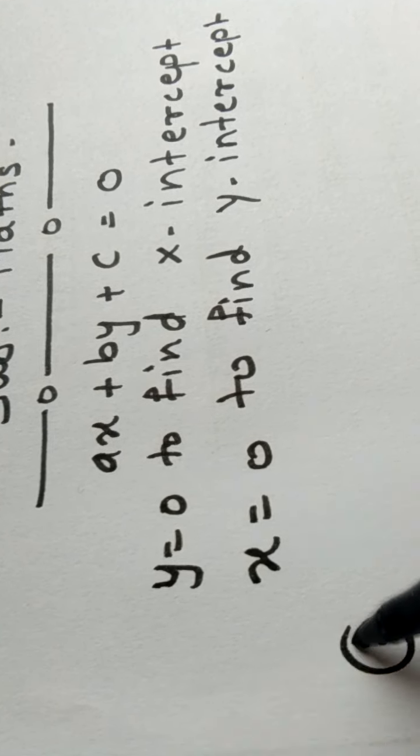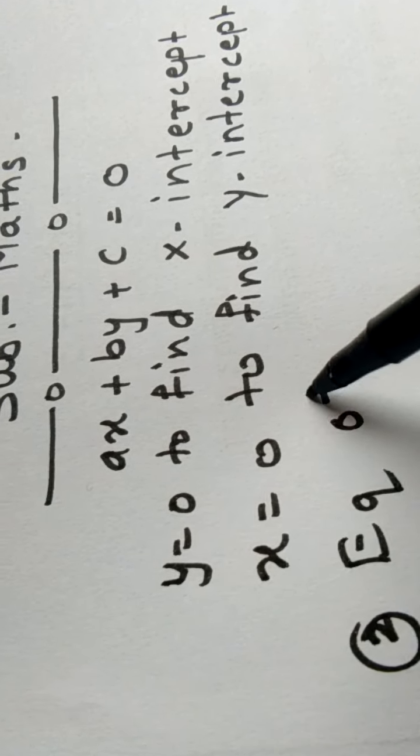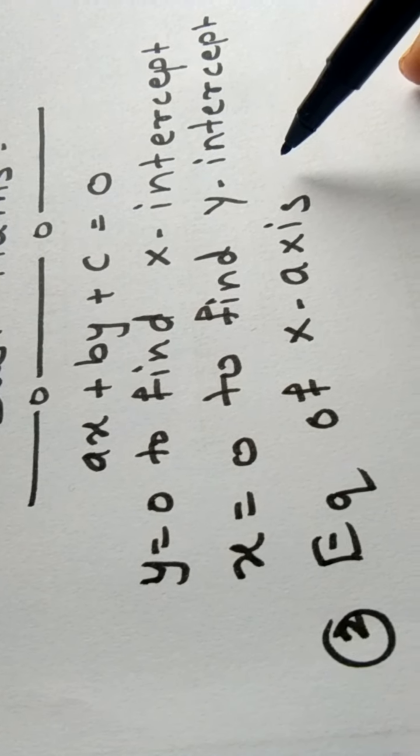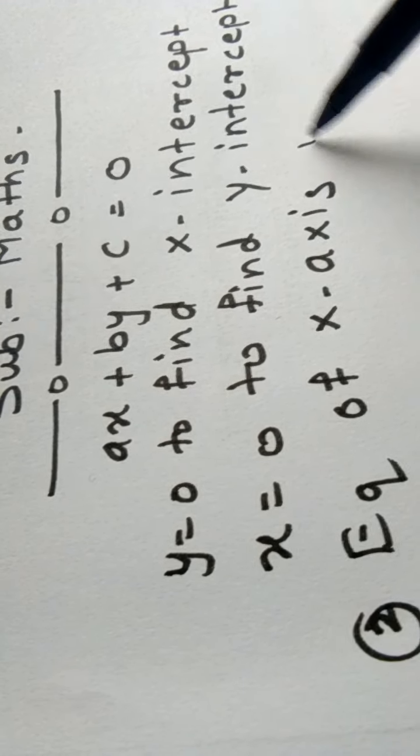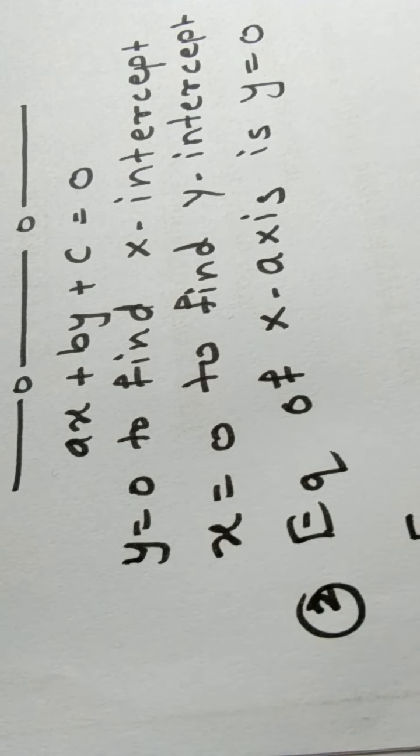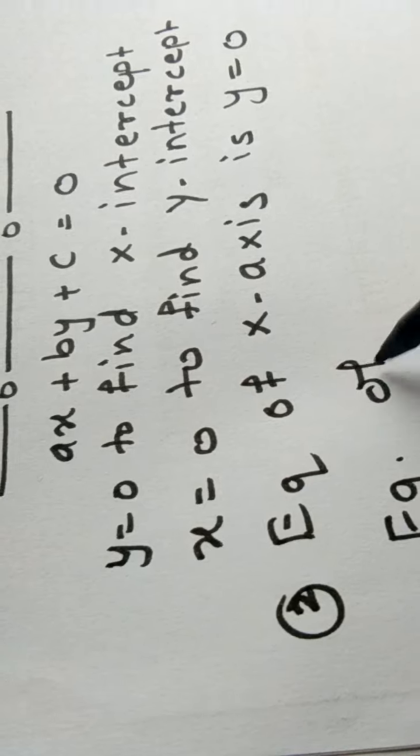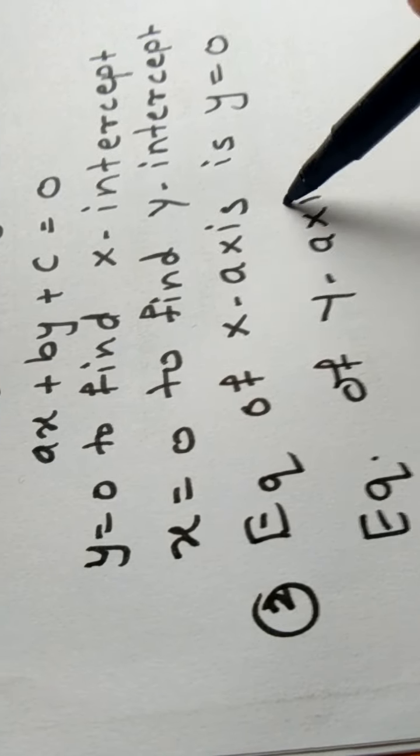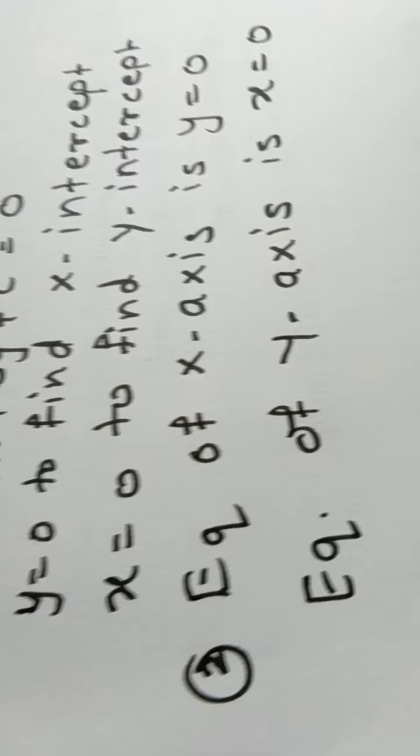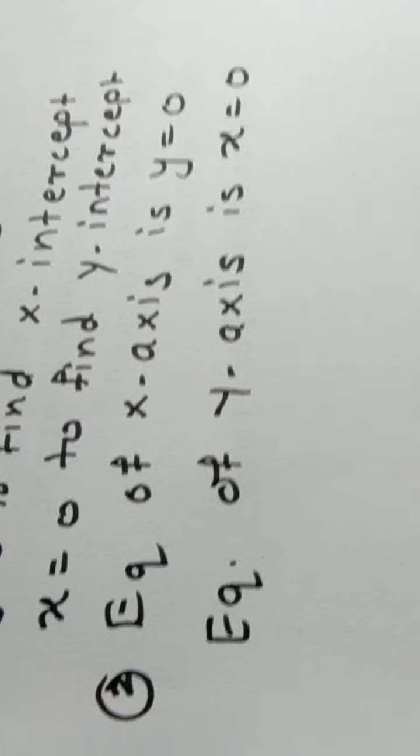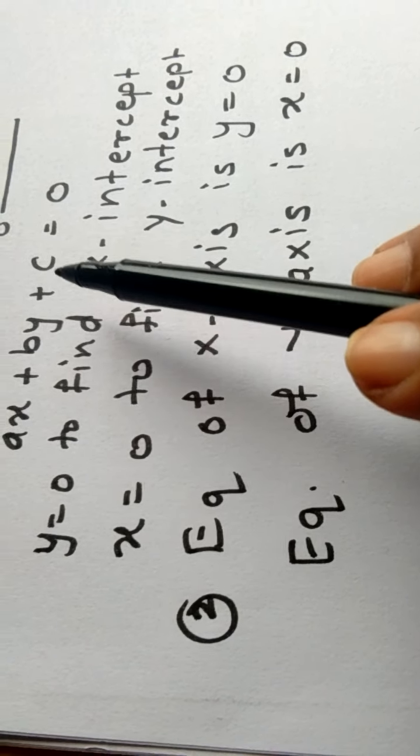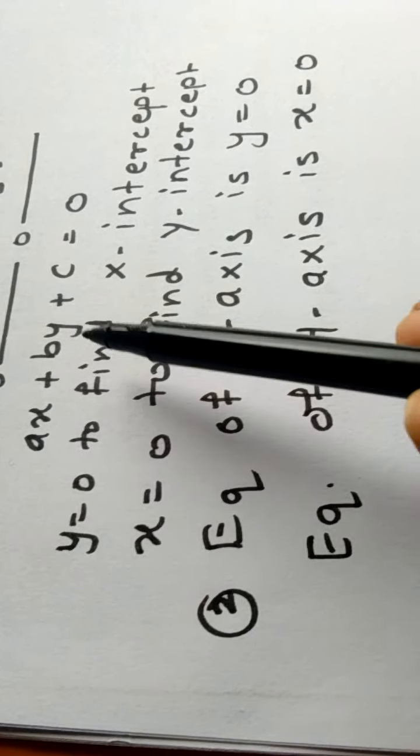Another basic thing is equation of x-axis. These are very important points. Equation of x-axis is y is equal to 0. Equation of y-axis is x is equal to 0. If the constant term is not present in the equation, then the line passes through the origin.